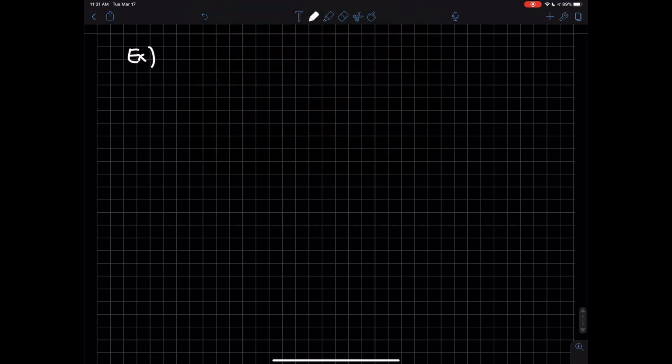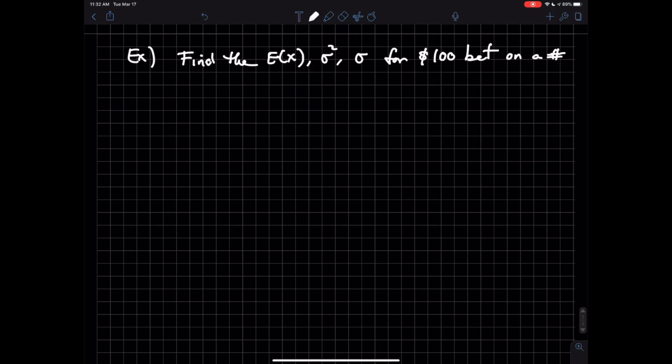We're trying to find the expected value, the variance, and the standard deviation for a $100 bet on a number. Because there are many different ways of betting in this game, but we're only focusing on betting on a number in a game of roulette. Now, we constructed the probability distribution for the game of roulette for a $100 bet on a number previously, so I'll just write it out for you guys.